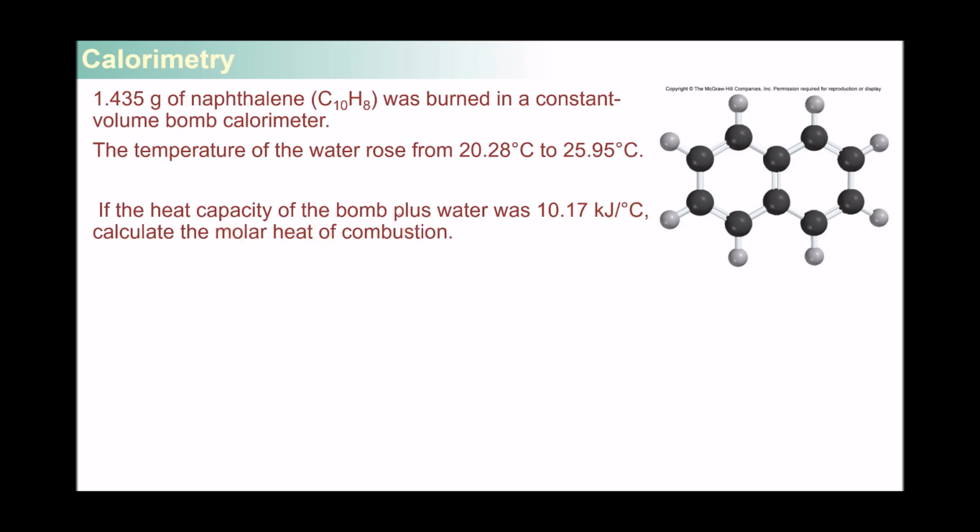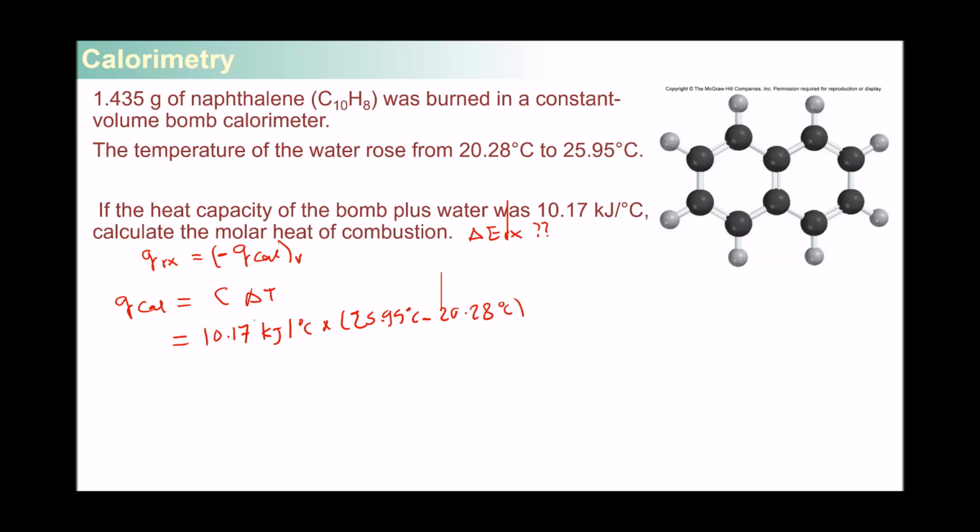Since this is a measurement under constant volume, what we're calculating here is actually the change in internal energy for the reaction. Based on the first law of thermodynamics, whatever heat is produced from the reaction is going to be completely gained by the calorimeter, of course, under constant volume. And we can calculate the amount of heat gained by the calorimeter using the formula Q equals C delta T, the heat capacity times the change in temperature. So it's going to equal 10.17 kilojoules per degree times the final temperature, 25.95 degrees, minus the initial temperature, 20.28 degrees.